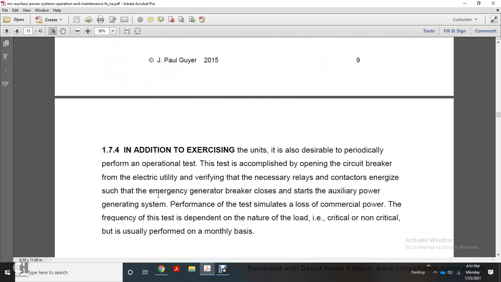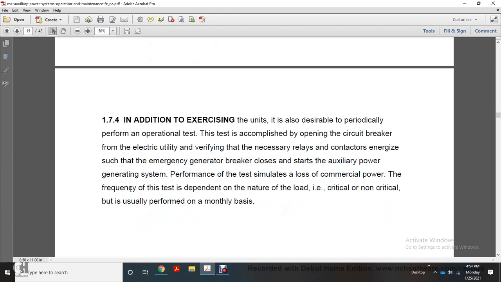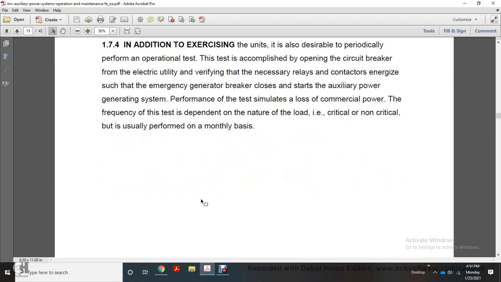174. In addition to exercising the unit, it is also desirable to periodically perform an operational test, accomplished by opening the circuit breaker from the electrical utility and verifying that the necessary relays and contactors energize, such as the emergency generator breaker closing and starting the auxiliary power generator systems. Performing the test simulates a loss of commercial power. The frequency of the test depends on the nature of the load, critical or non-critical, but it is usually performed on a monthly basis.